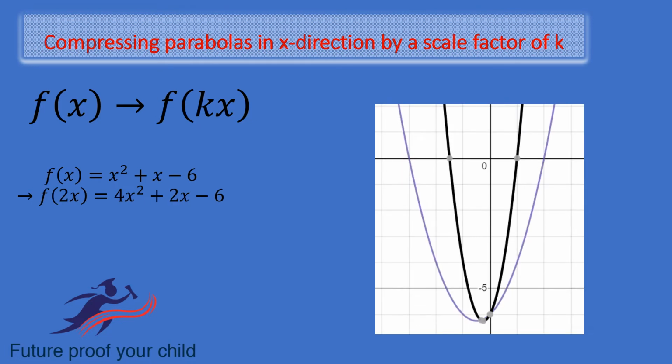If we compress the parabola in the x direction by a scale factor of k, what I did was replace my k with a 2. As you can see, my original graph was a nice and fat parabola, and my x-intercepts are now a lot smaller, and therefore it is a compression in the x direction.